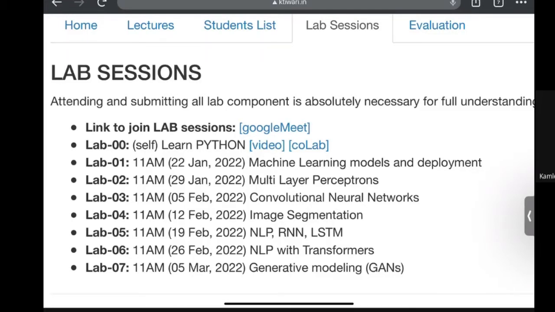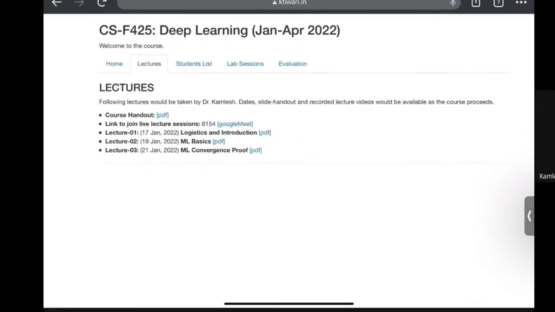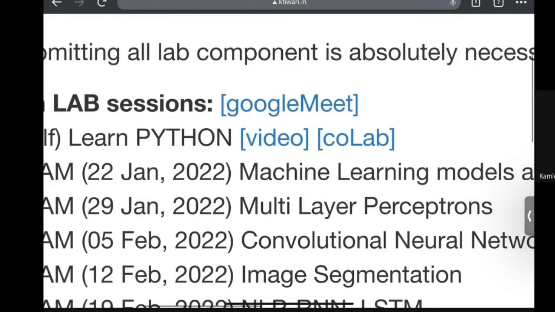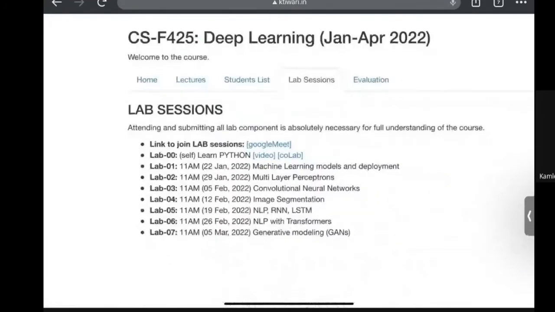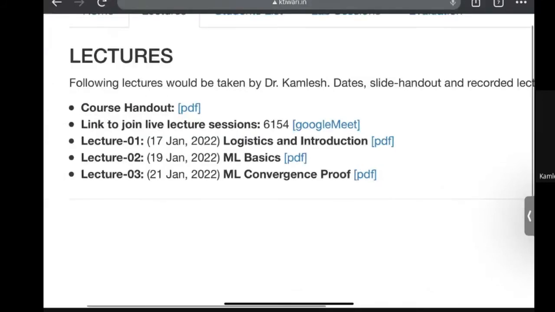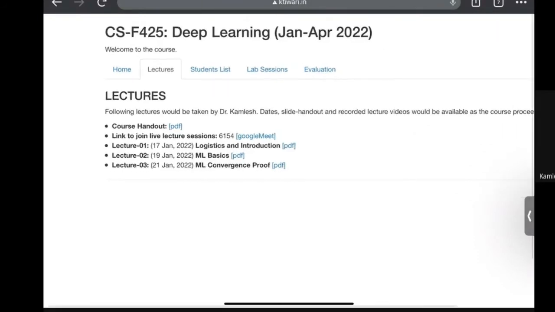I was very busy these days, but by Sunday, all these three lectures would be available on our course website itself. Here there would be a link for the video. As you can see in the lab session, there is a video and then the link. Similarly, there would be a link for the PDF document and the video. And the same thing would be here. By Sunday, all these lectures would be there, and then we would continue at the same pace: whenever there is a class, most probably the same day the materials are going to be uploaded.